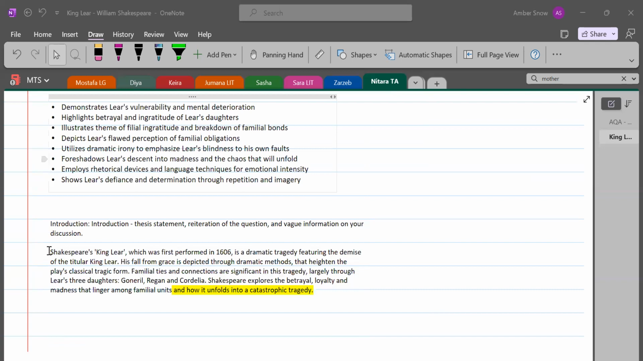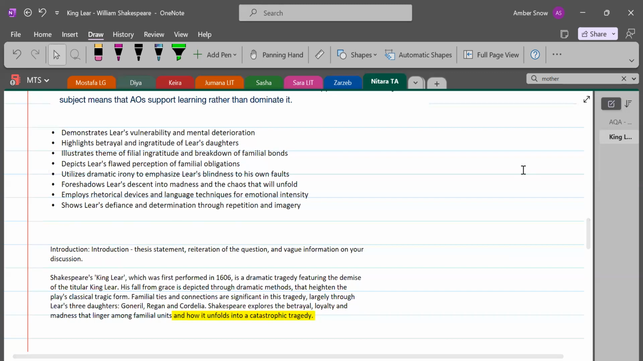Now, looking at the bullet points, I want you to start working on paragraph 1. Demonstrate Lear's vulnerability and mental deterioration, or you can choose to do any one of them, whichever comes first in the text. You can go into some kind of chronological order, and whatever is approached first in the extract, you can start by referring to that. All right, Miss. Remember to use supporting evidence.